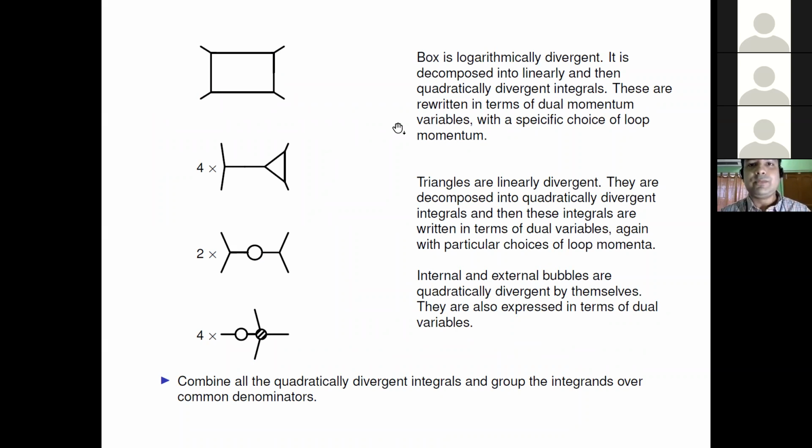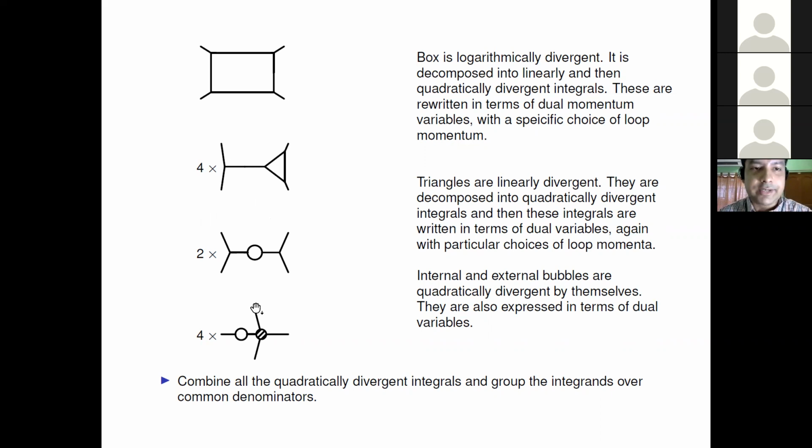So using this, we first of all write all the diagrams, the box, triangles, and the bubbles in terms of dual momentum variables. The box is logarithmically divergent, so it is first decomposed into linearly and then quadratically divergent integrals, and these are rewritten in terms of dual momentum variables. The triangles are already linearly divergent, so we use the method of shifts to, again, rewrite this into quadratically divergent integrals. Then these integrals are written in terms of dual variables with particular choices of loop momenta.